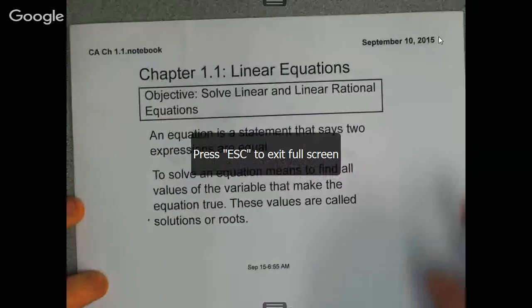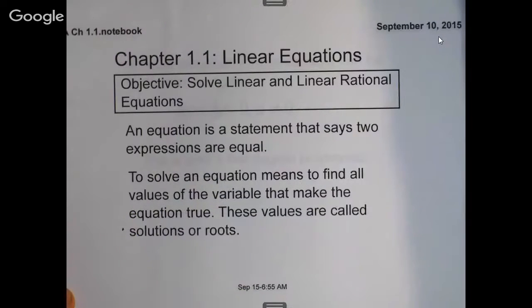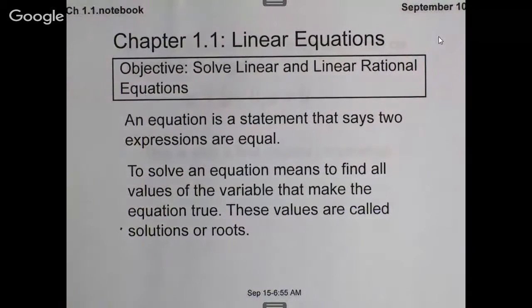Alright, we're going to look at chapter 1.1 today, which is linear equations. So our objective is to solve linear and linear rational equations. This is something that you've had before, so it shouldn't be anything terribly new, maybe just a different way of looking at it. So an equation is a statement that says two expressions are equal.